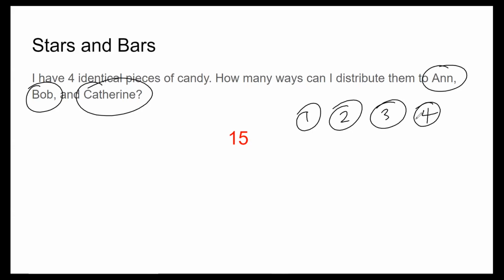And since you have 3 people, you're basically trying to make 2 cuts to these 4 pieces. So for example, if I made 1 cut here and 1 cut here, if the left segment always belongs to Anne, the middle segment always belongs to Bob, and the right segment always belongs to Catherine, then that means that Anne gets 1 piece, Bob gets 2 pieces, and Catherine gets 1 piece.